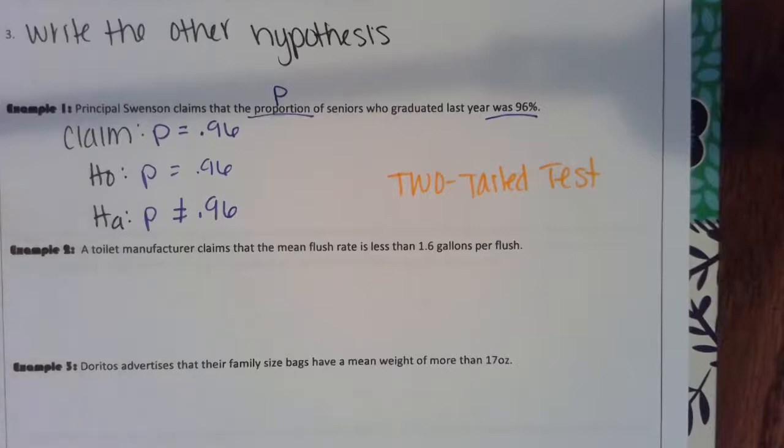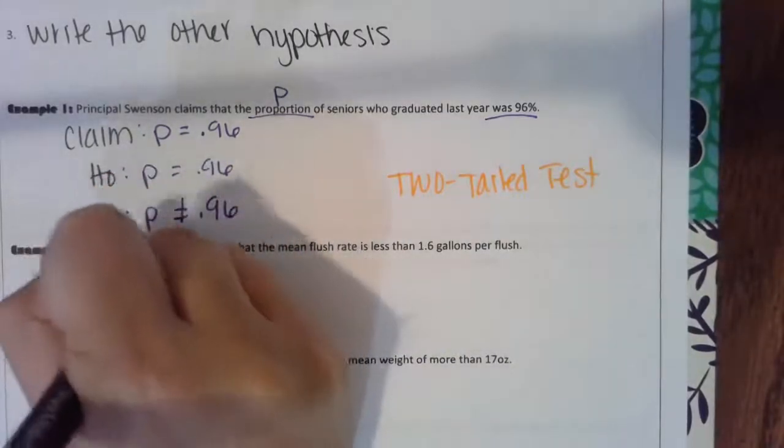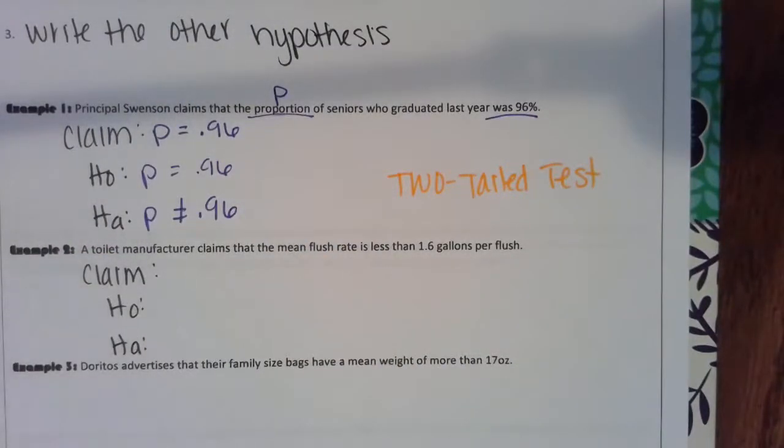Alright, doing the next one, I'm going to go ahead and write claim, null set, and alternative. Null hypothesis and alternative hypothesis.